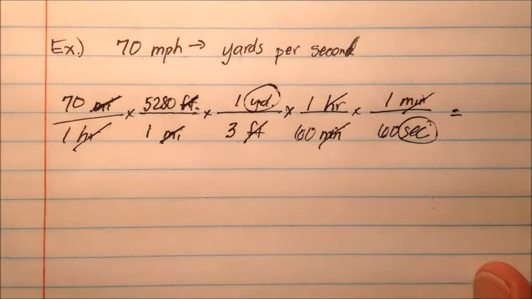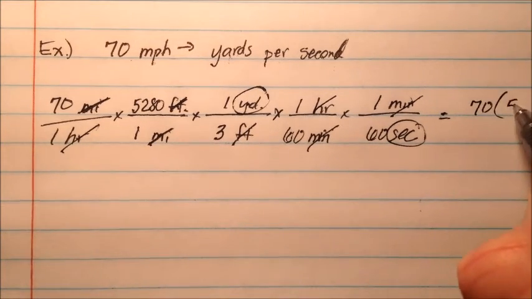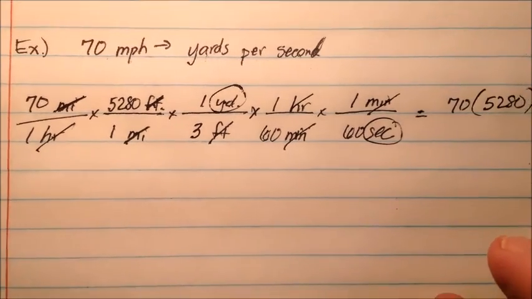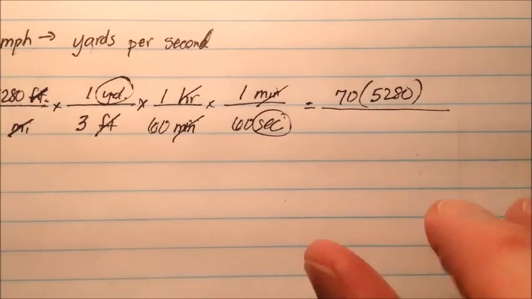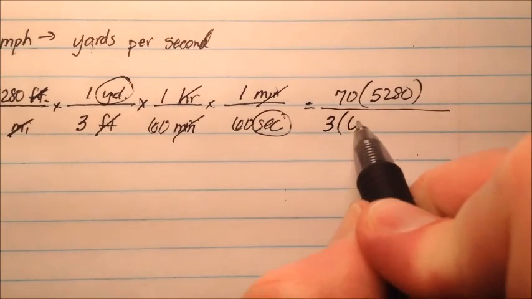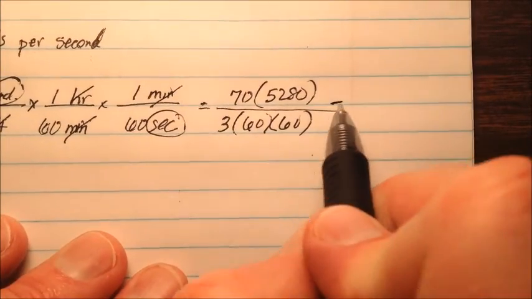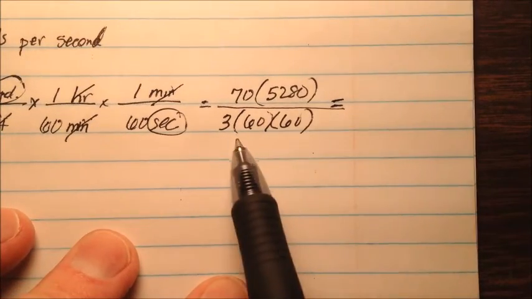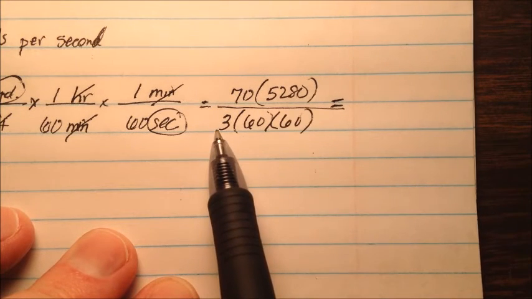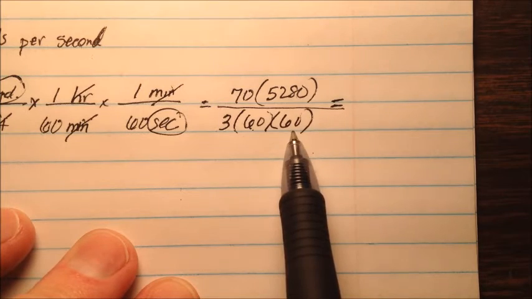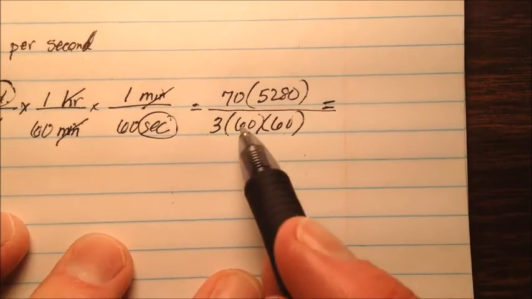So let's go ahead, and on the side over here, let me put all these numbers together. So we have 70 times 5,280, right? And that's on top, everything else is ones. On the bottom we have 3 times 60 times 60. Okay, so there's a couple ways you could do this. Again, you could just put everything in your calculator if you wanted to. You could say 70 times 5,280 divided by 3 divided by 60 divided by 60. Or you could multiply the top together, multiply the bottom together, and then divide. It kind of is what you want to do.